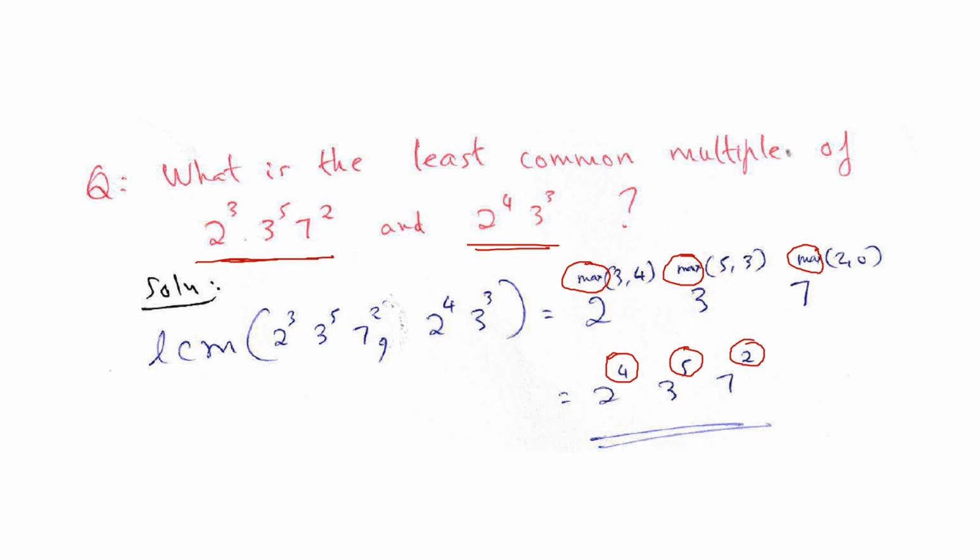So comparatively, the method is the same. Only thing is, for GCD it is minimum. For LCM, it is maximum. Exactly opposite terms. Okay, that's how you should remember.